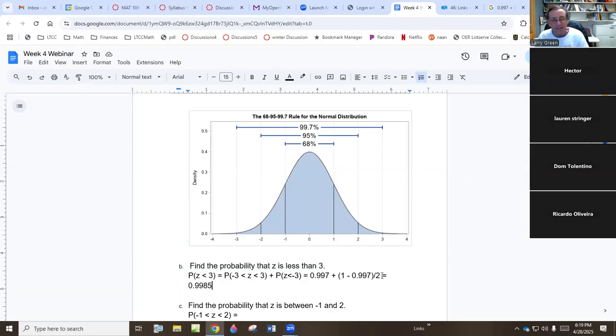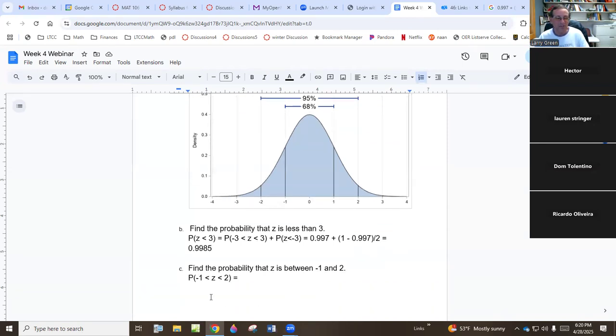Okay, so if you randomly threw a dart at this, when you have a normal distribution, getting less than 3 is almost always going to happen. 99.85% chance. All right, now let's do the probability that z is between -1 and 2.